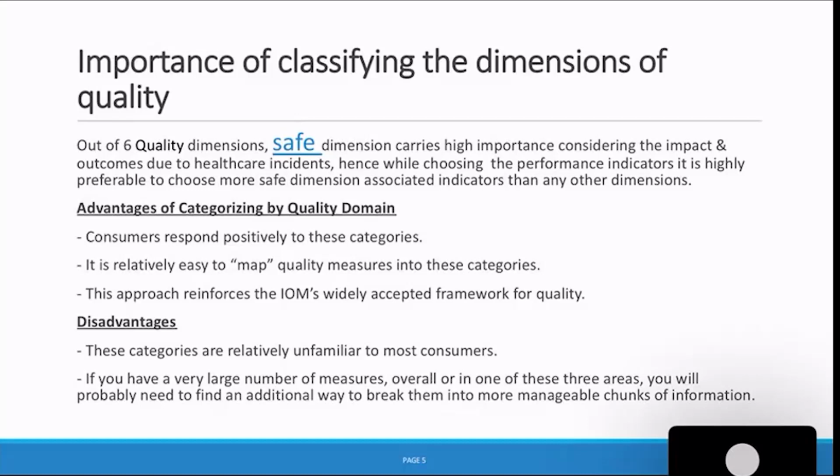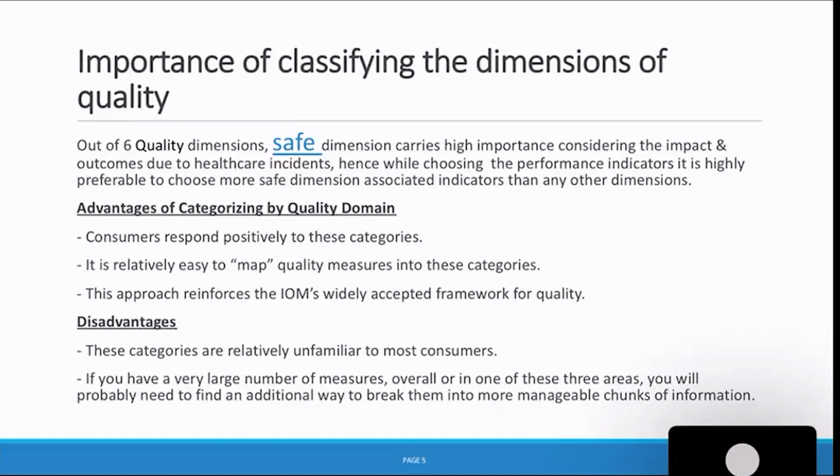What are the advantages of categorizing by quality domain? What are the disadvantages? One of the main advantages is that consumers respond positively to these categories. It is easy to understand and easy to classify, and the outcome is that we can travel in a direction towards the 6 different quality aspects. It is also relatively easy to map these quality measures into these categories. Based on our day-to-day practice, we can easily classify any quality measure or performance measure into one of these criteria.